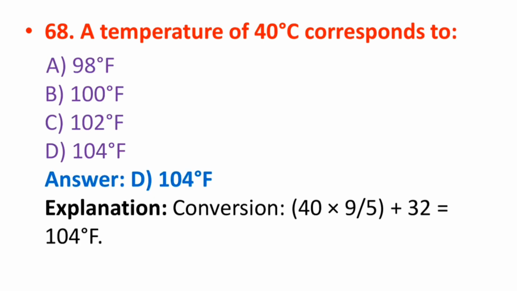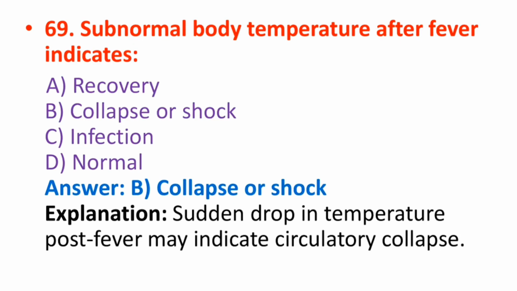A temperature of 40 degrees Celsius corresponds to option A, 98 degrees Fahrenheit. Option B, 100 degrees Fahrenheit. Option C, 102 degrees Fahrenheit. Option D, 104 degrees Fahrenheit. The correct answer is option D, 104 degrees Fahrenheit. So the formula is 40 into 9 divided by 5 plus 32 is equal to 104 degrees Fahrenheit.